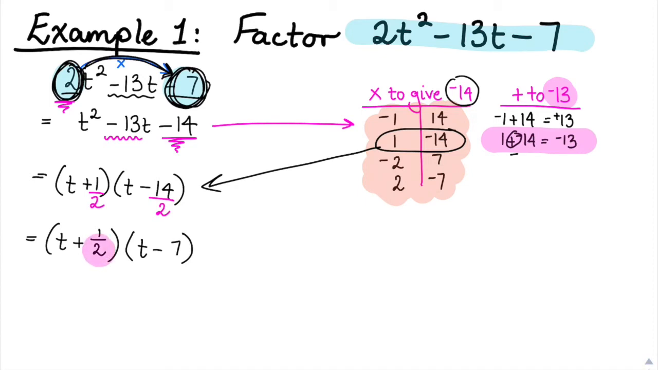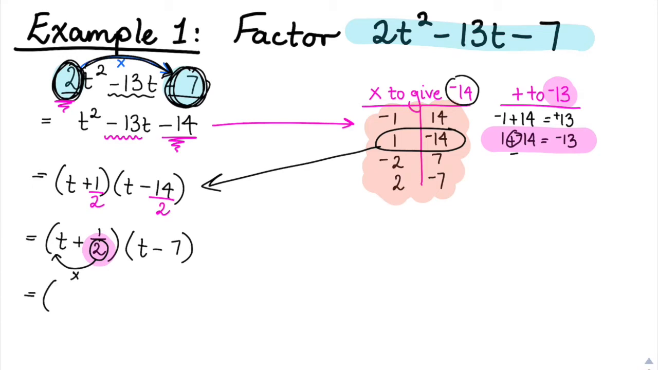You'll see we still have this 2 as the denominator. So what we're going to do with it is pick it up and shift it to the front of the parentheses by multiplying it by our t. So we'll have t times 2 gives us 2t plus the 1, which was our numerator. Multiply all of that by t minus 7 and it's complete. Let's try out another couple of examples.